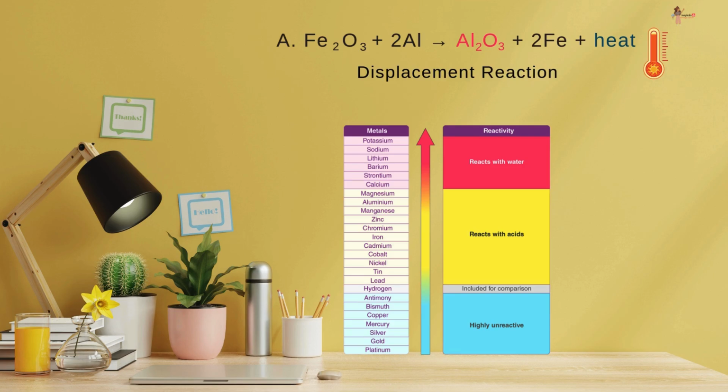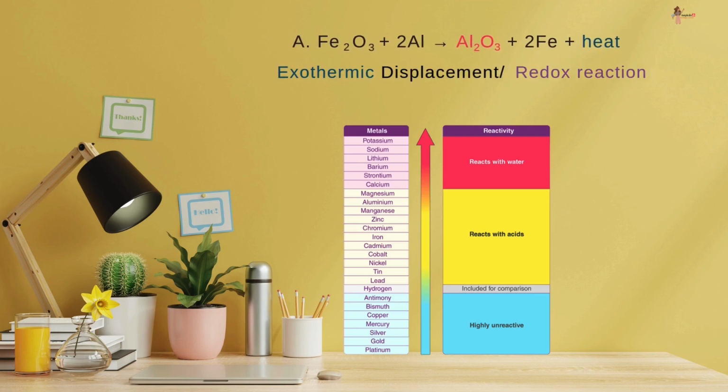Since heat is involved with the reaction, it is an exothermic reaction. Also, in this reaction, aluminum is getting oxidized and iron is getting reduced. So, it is a redox reaction too.